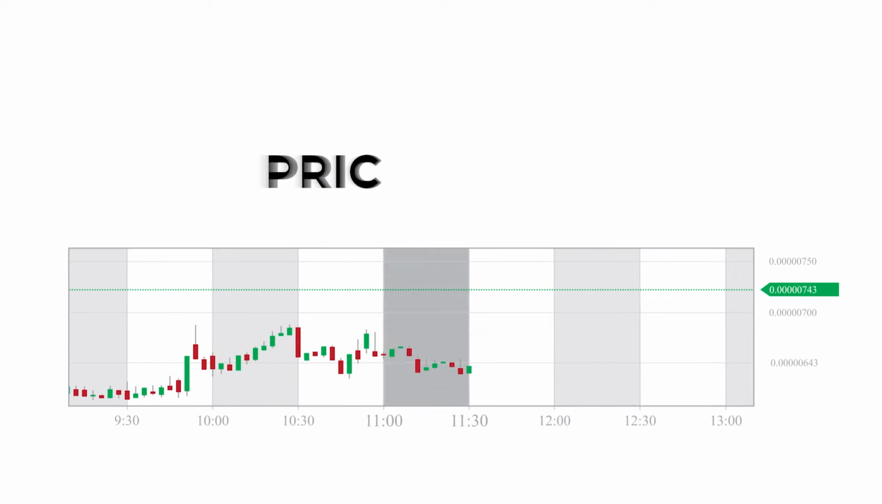Predicting market movements with accuracy is not magic, it's a strategy. And one of the most reliable strategies is price action.